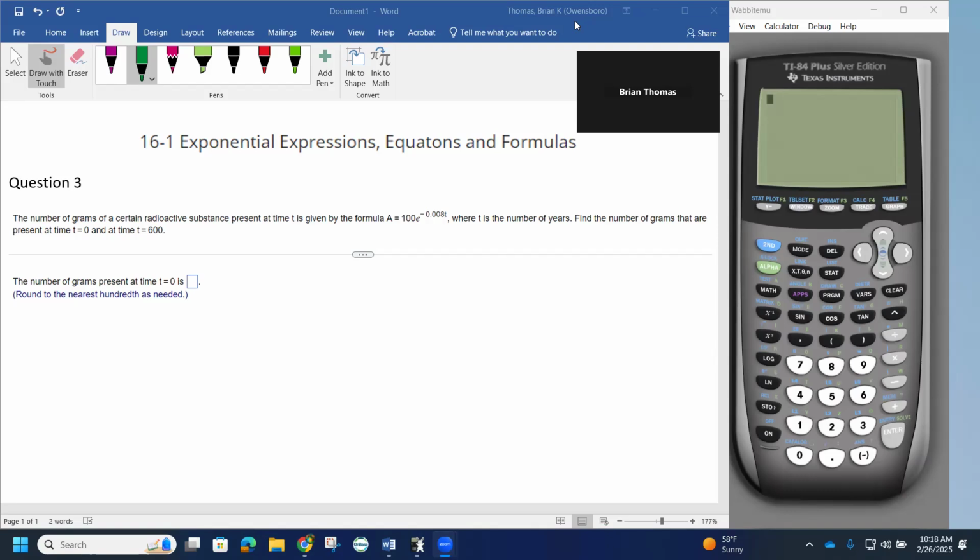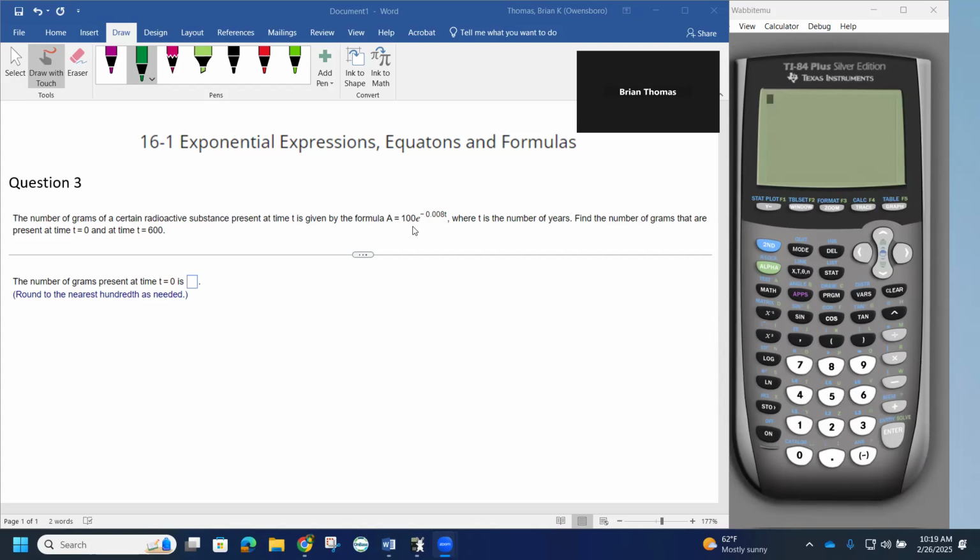So the number of grams of a certain radioactive substance. If you follow radioactivity, sometimes radioactive stuff is very dangerous to the human being. A lot of times they treat cancers with radioactive treatments to kill the cancer, but they're also very deadly to the human body if you treat too much. So it's kind of a pro and con of radioactivity. So A represents the amount of radioactive substance in grams.